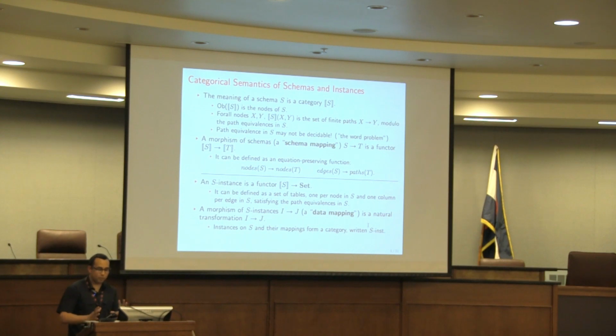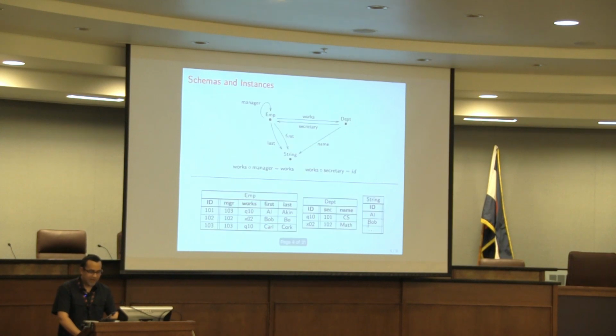The data mappings are only between instances on the same schema. That's correct. Yep. So are data mappings like mutations of the database? The question was, are data mappings mutations of the database? I'm hesitant to use the word mutation because that implies an effectful kind of thing. They are essentially mappings of IDs in one database to IDs in another database. And if you study relational database theory, they're exactly the database homomorphisms in that sense.